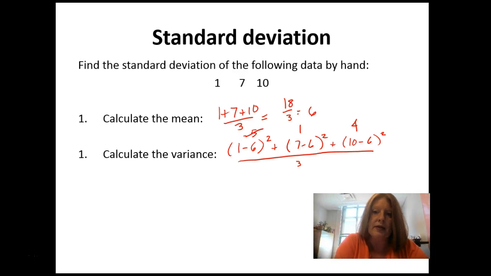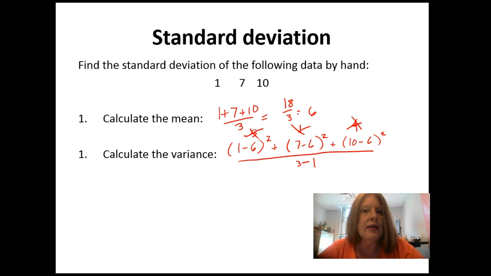So I'm going to get rid of this here just so we're not confused by these additional numbers. Another thing that you have to do is you don't divide by the sample size, you divide by the sample size minus 1. And the reason we do that is a little bit complicated.